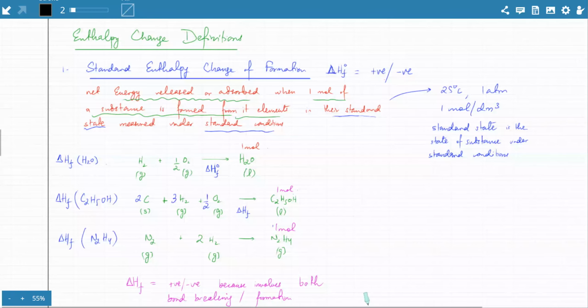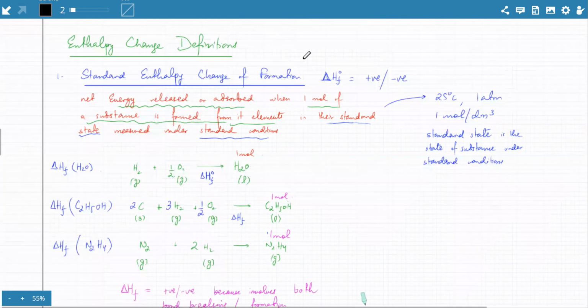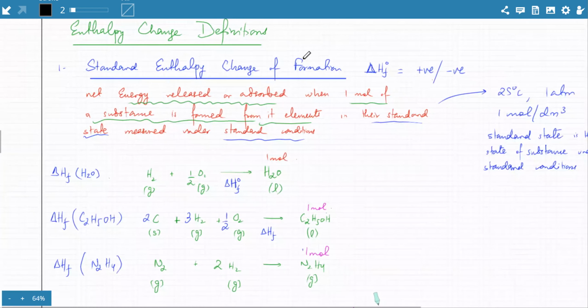We were doing energetics, and we had started talking about the definitions of enthalpy changes. The first one being that we would label enthalpy changes. We would give them different names, according to the reaction that happens.